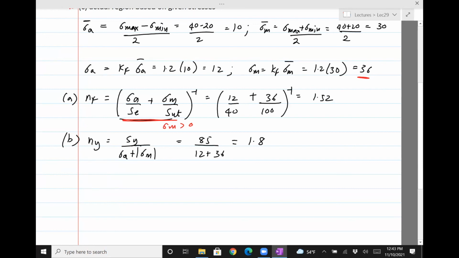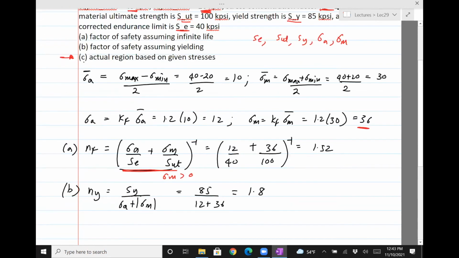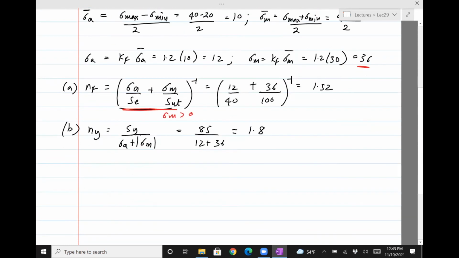Okay, so the third question, part C, asks us to find the actual region where this lies based on the given stresses. We can do this two ways. Numerically, which is actually simple in this case. We know that NF is greater than 1. If NF is greater than 1, it is infinite life.